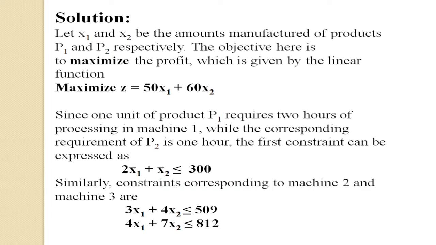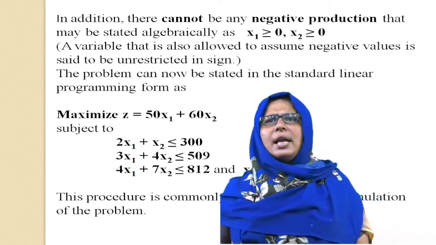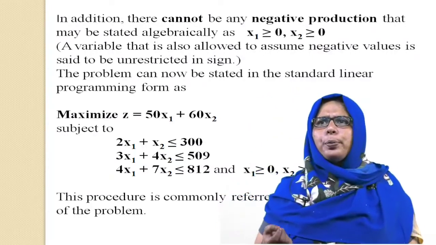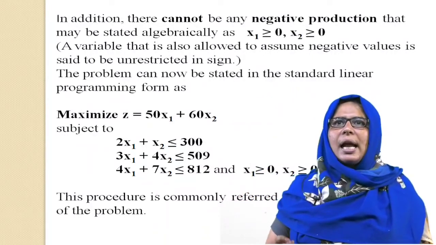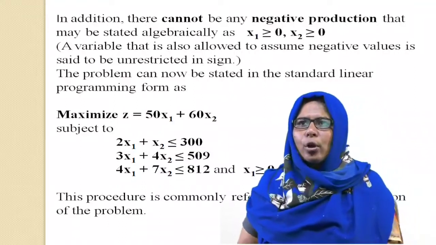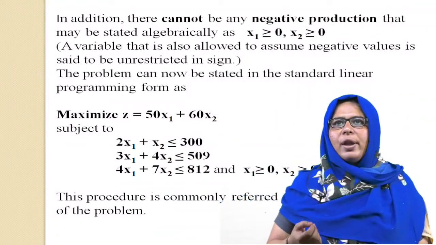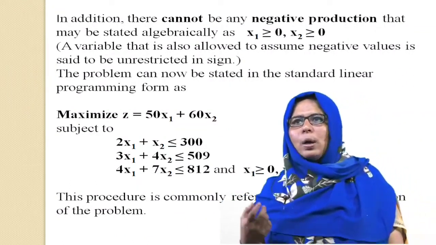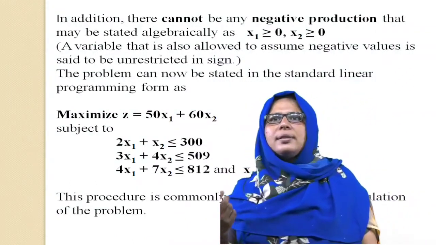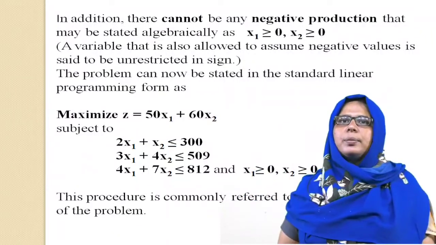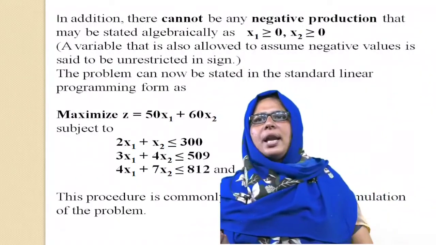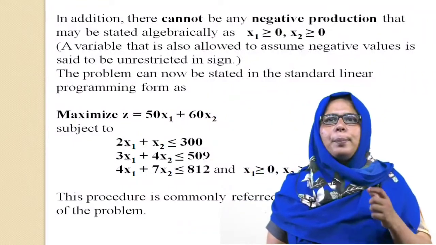3x1 plus 4x2 less than or equal to 509, 4x1 plus 7x2 less than or equal to 812. In addition, there cannot be any negative production, which may be stated algebraically as x1 greater than or equal to 0 and x2 greater than or equal to 0. A variable that is also allowed to assume negative values is said to be unrestricted in sign. The problem can now be stated in the standard linear programming form.